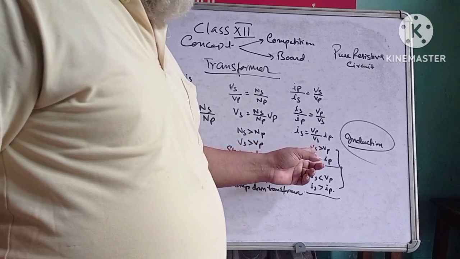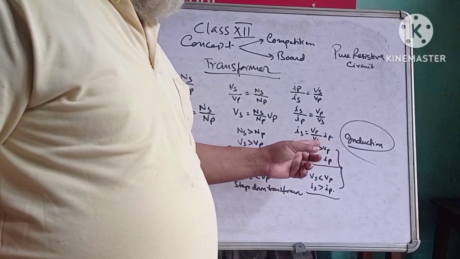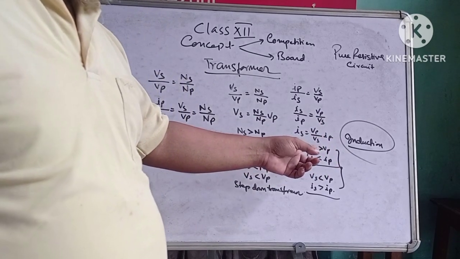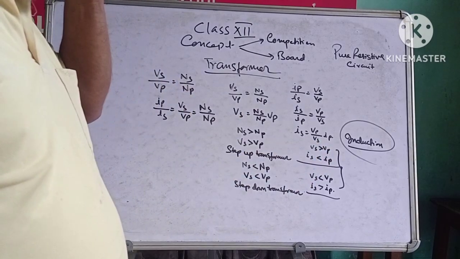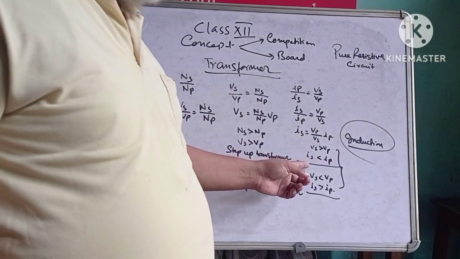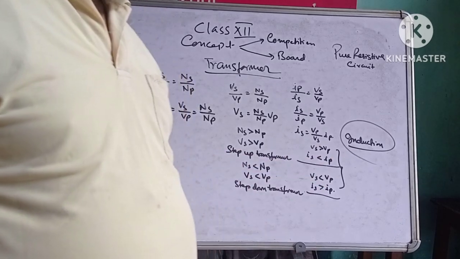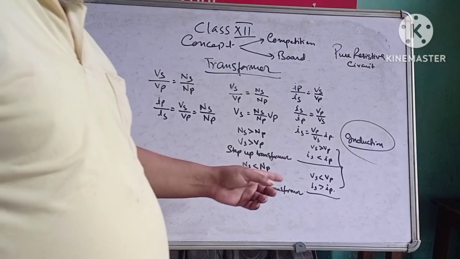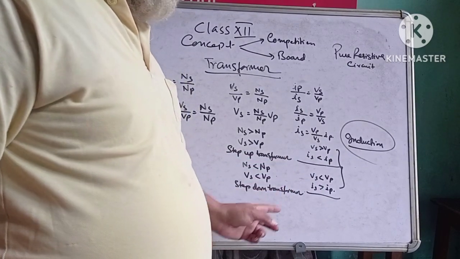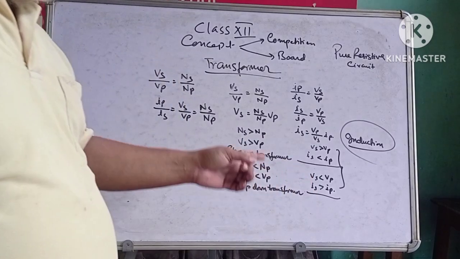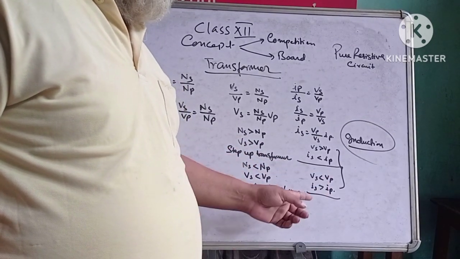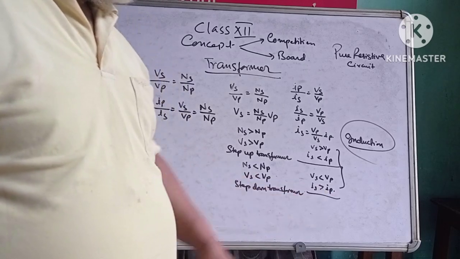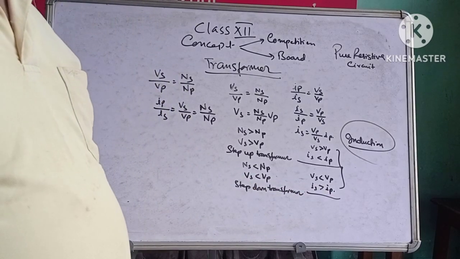So here, when Vs is greater, that means the output potential is greater than the input potential, it is a step-up transformer, and your current in the secondary is less than the current in the primary. Similarly, in a step-down transformer, your output potential is less than the input potential, but your current in the secondary is greater than the current in the primary.